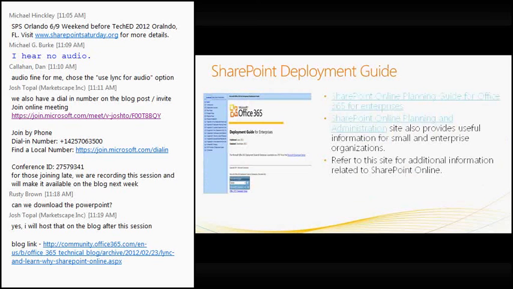One of the key things I always like to mention is that there's a lot of valuable content out there, and one such is the SharePoint Deployment Guide. When you get the presentation, there's a link to this. It's updated on a regular basis, and it gives you all the information you'll need to deploy Office 365, especially SharePoint, within your organization. Same goes for the Planning Guide, which is more of an overview. And then there's also the online planning and administration site that provides any information you'll need.